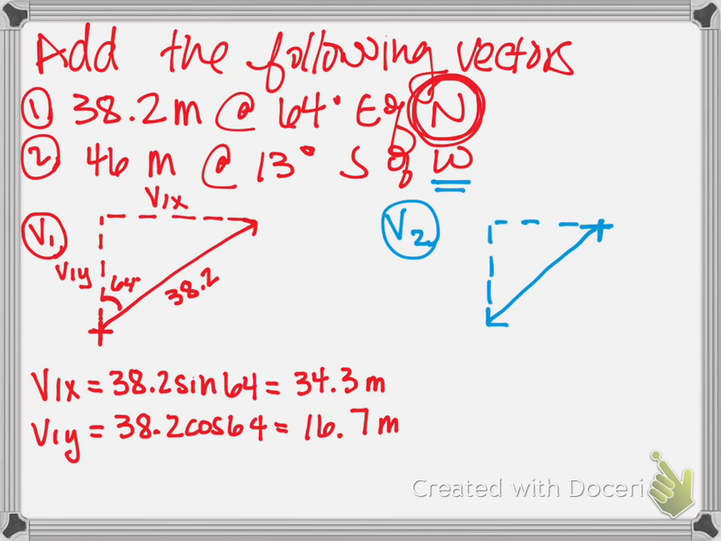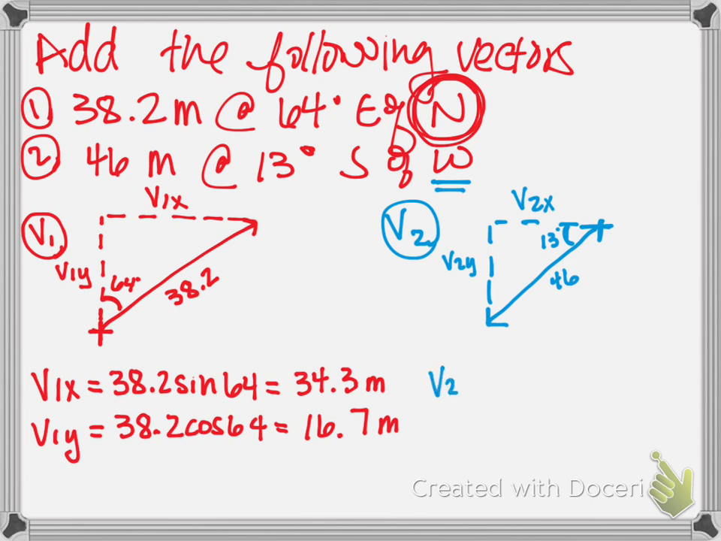And so south of west has to be that angle right there, 13 degrees and 46 meters. Okay, how do we feel about drawing the triangle there? Does that make sense? How we're getting the angles right? Okay. And so I would call this side V2x and V2y.